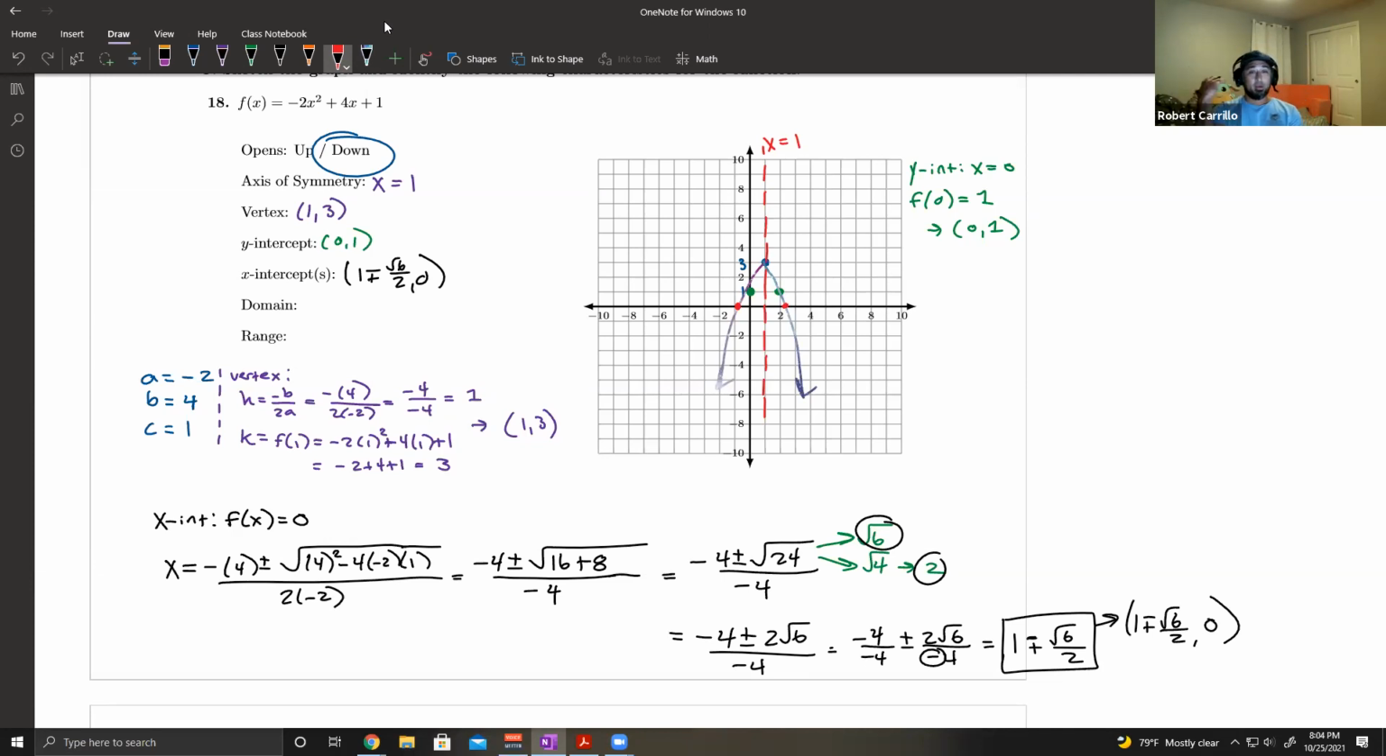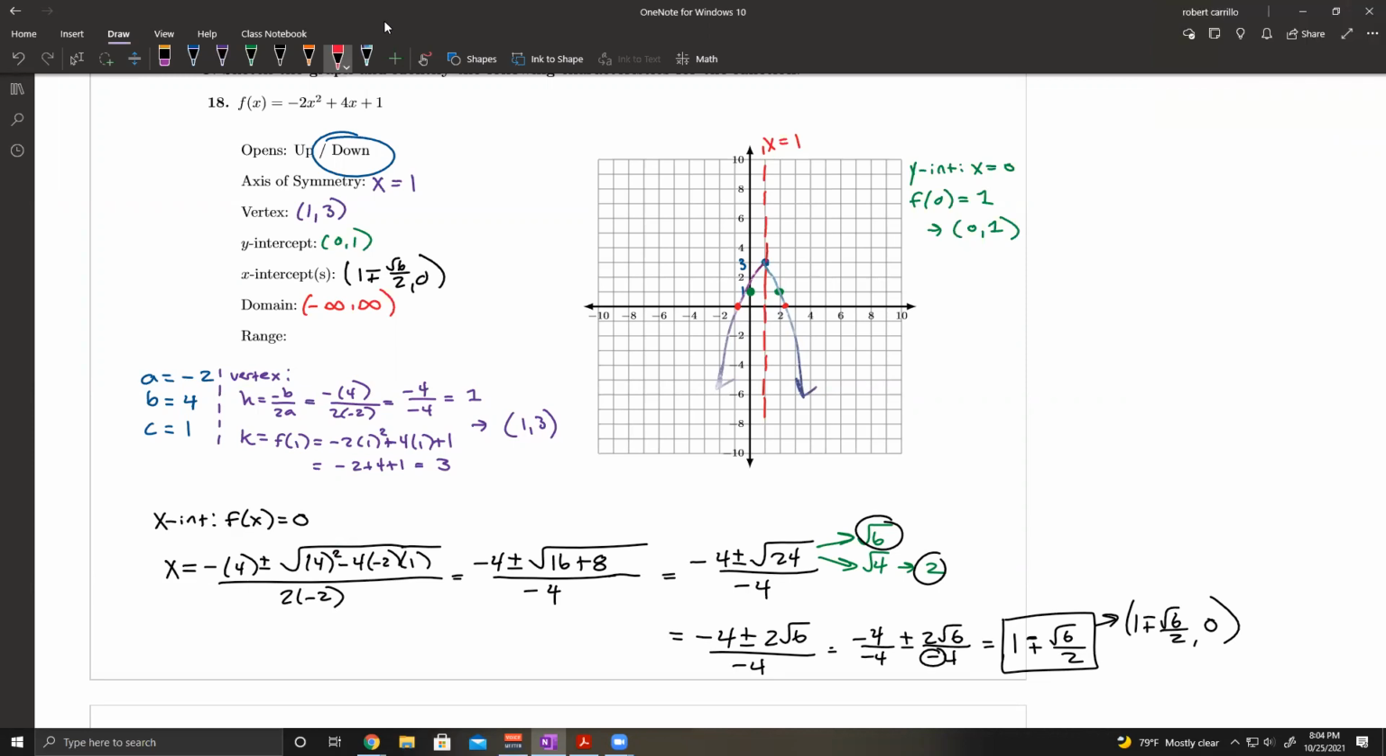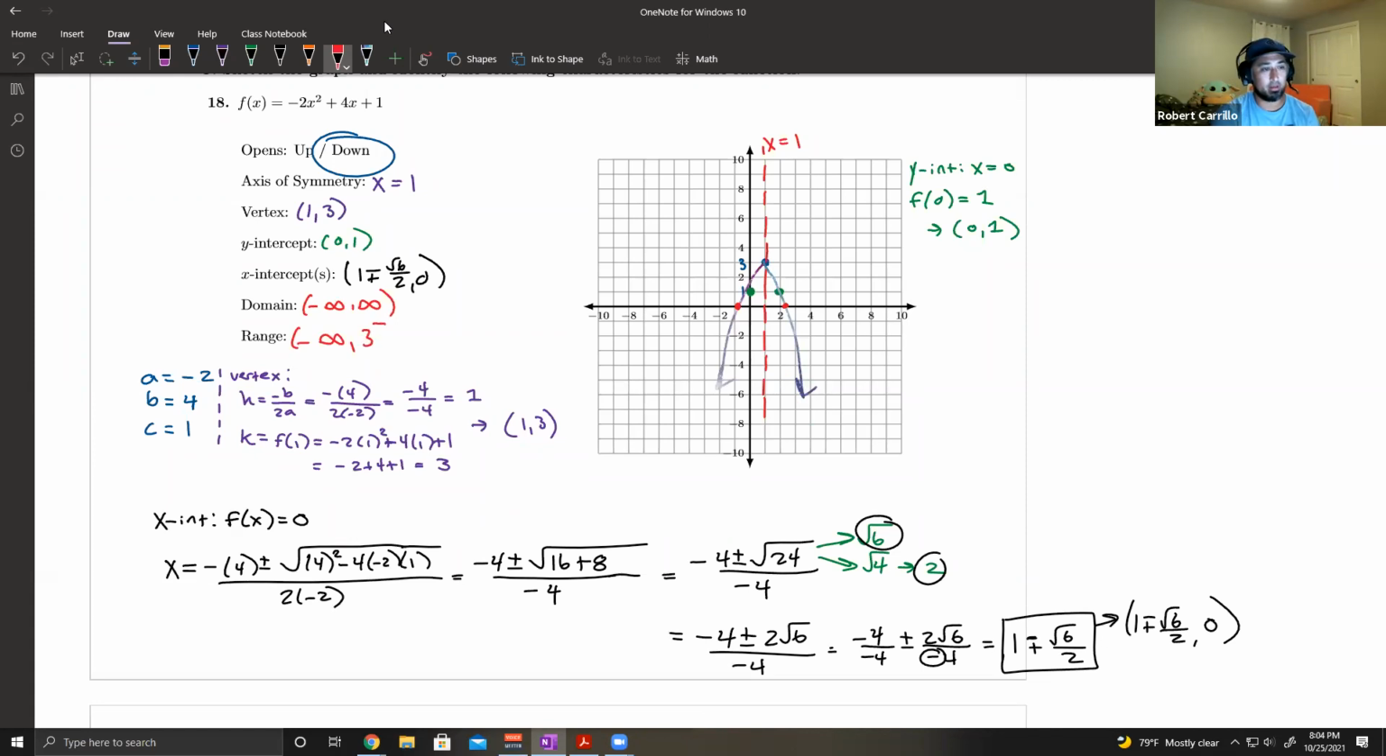Okay. What is the domain of all of these functions? Negative infinity to infinity. Since this opens down, where do I start my range at? 3. Opens down. Where are these tails headed to? Negative infinity. And then we come up and we stop at what number? 3. There you go.